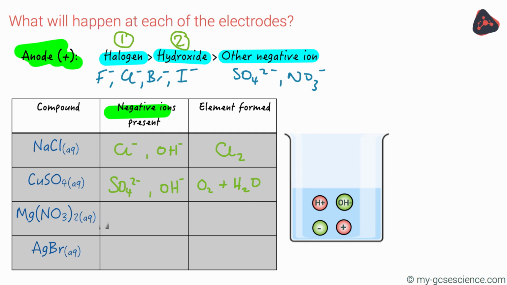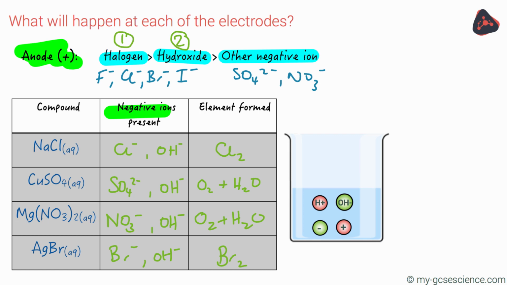The next one, magnesium nitrate, well, this contains nitrate ions, NO3-, and of course the hydroxide ions. Again, like the one above, it doesn't have a halogen, which means the hydroxide is attracted to the anode and we get oxygen and water formed. And finally, silver bromide. Well, we're going to have a bromide ion. Again, bromide is in group 7, so it produces a 1- ion. And we have hydroxide. Because bromide is in group 7, that means it's a halogen. So a halogen is formed, and that's going to be bromine, Br2.